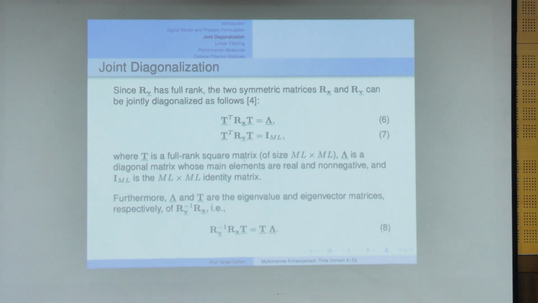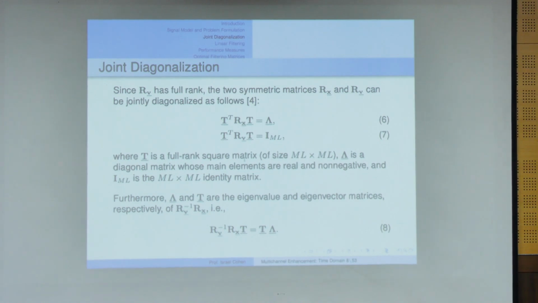Okay, so another useful way to reformulate the problem is to diagonalize these two matrices. It's just like what we did in the single channel. In the single channel, we used eigenvalue decomposition of Rx. Here we take Rx and Rv, these two matrices, and because they are symmetric, we can find the matrix T such that both become diagonal. So it diagonalizes two matrices.